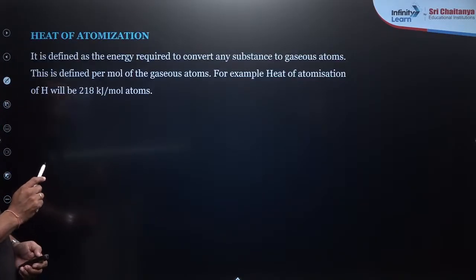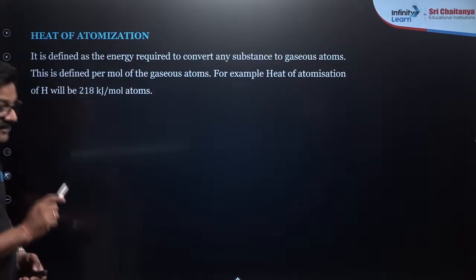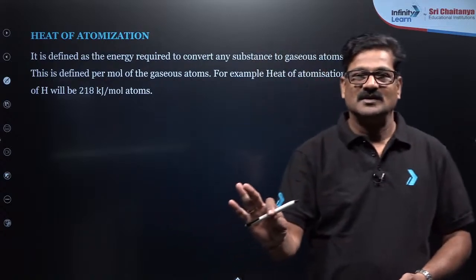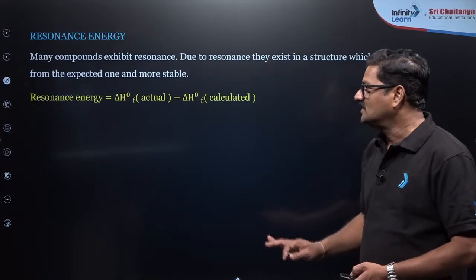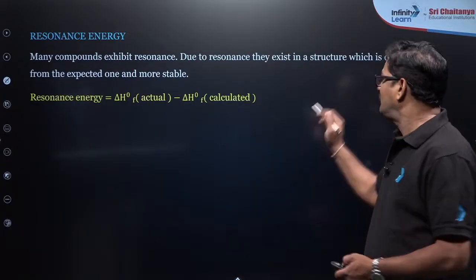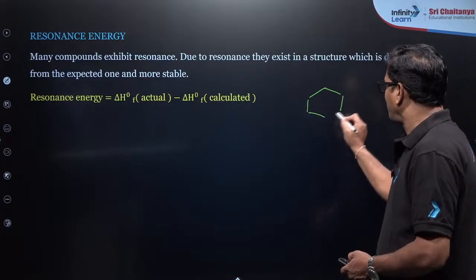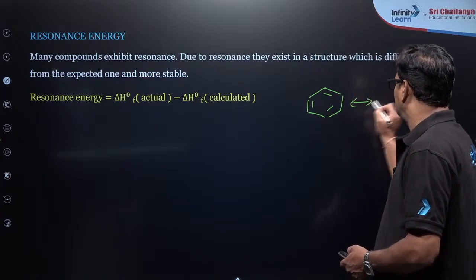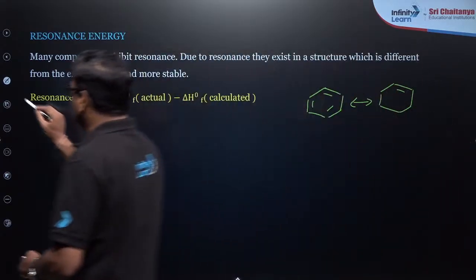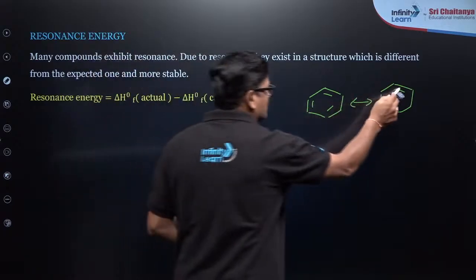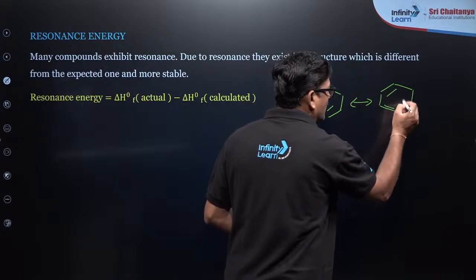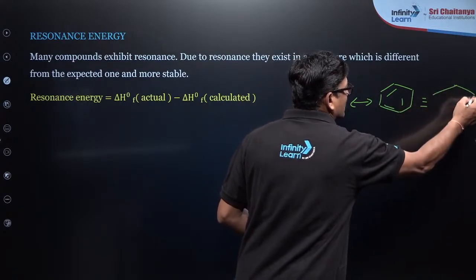This gives you very, very important things: bond dissociation enthalpy, and here, enthalpy of atomization. It is simple. If it is a diatomic molecule, it is said to be enthalpy of atomization. Resonance energy also comes from the bond dissociation energy. If you take benzene, in this benzene it is resonating, and this is one structure, and this is another structure, and these two are the resonating structures. And what happens, you know, the resonance hybrid comes to be like this.